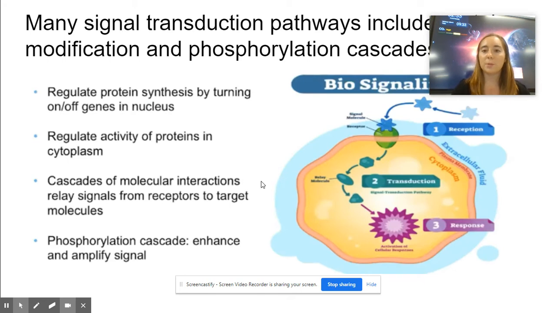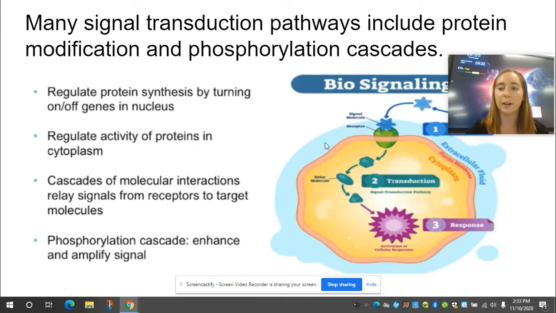When we look at this, we're going to see that this process is not always exactly the same, where we have reception, transduction, and response. It's going to happen this way, but there are going to be a few things that are a little bit different based on the modifications that we see. I'm going to move this up here, but we're going to have protein modifications that happen. When these protein modifications happen, we're going to see different things, including regulating protein synthesis by turning on and off genes in the nucleus. That's one thing that could happen as a response.